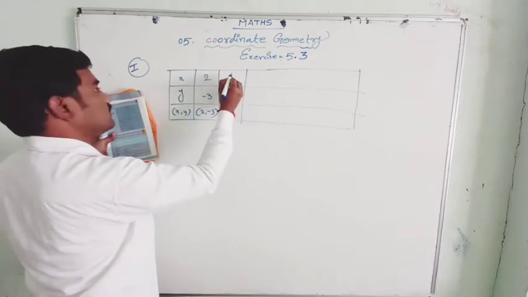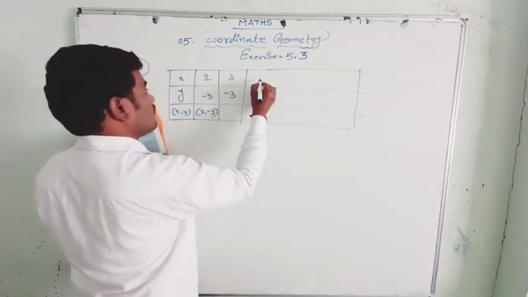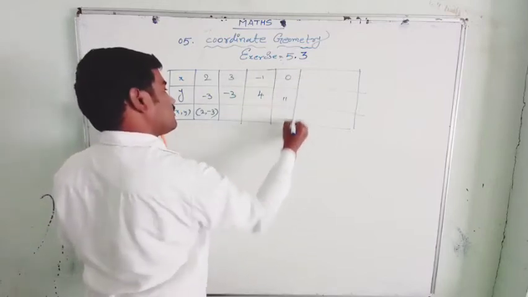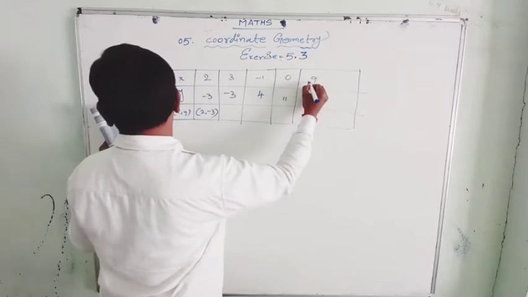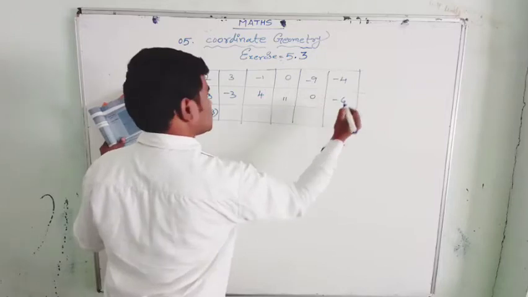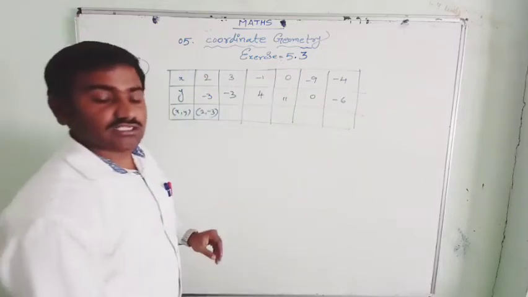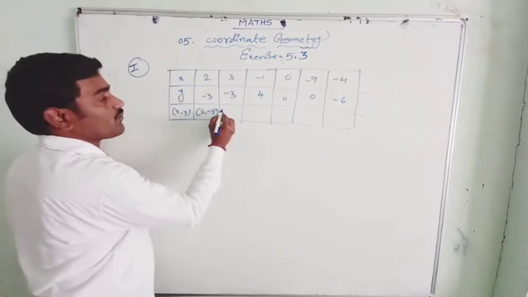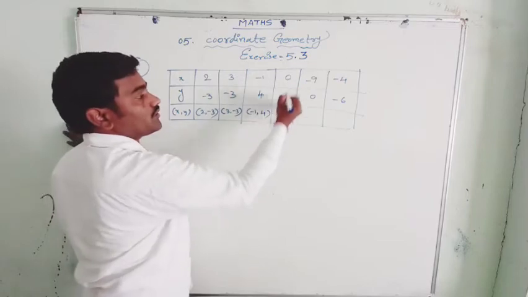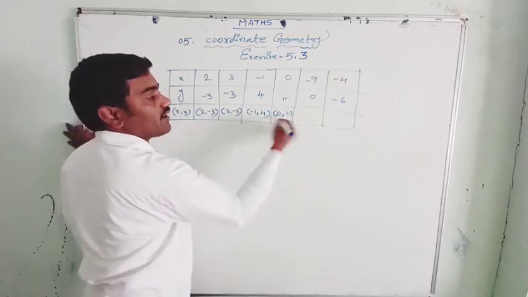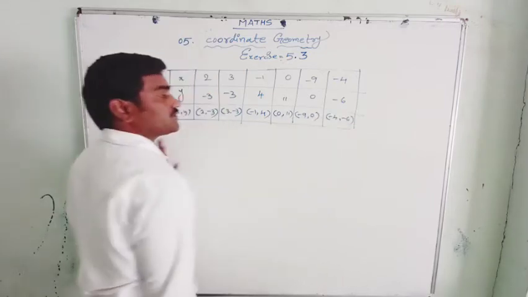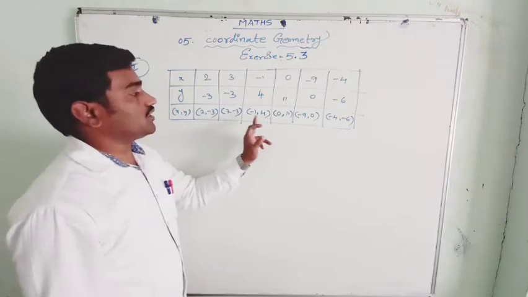Then next they have given here 3 comma minus 3, minus 1 comma 4, 0 comma 11, and minus 9 comma 0, and minus 4 comma minus 6. So they have given these x axis values and y axis values. We have to write the x comma y point: 3 comma minus 3. Here minus 1 comma y value is 4. Here first x axis value 0 and y value is 11. Then minus 9 comma 0, minus 4 comma minus 6. So we got the points 1, 2, 3, 4, 5, 6.